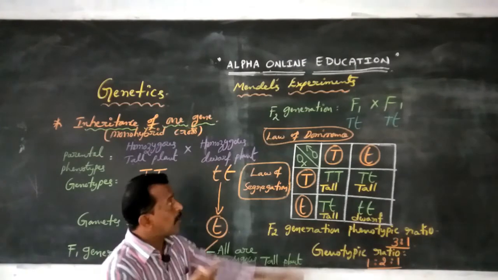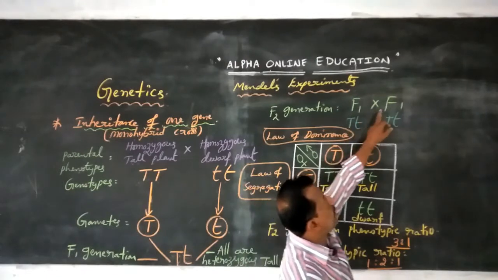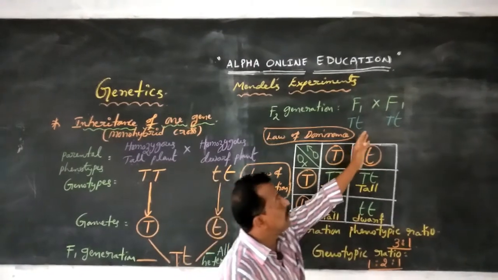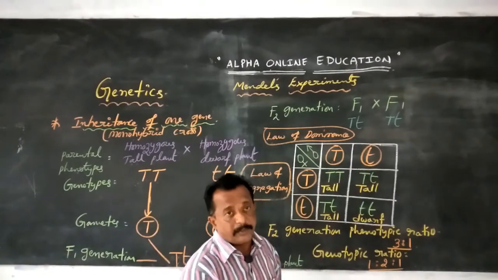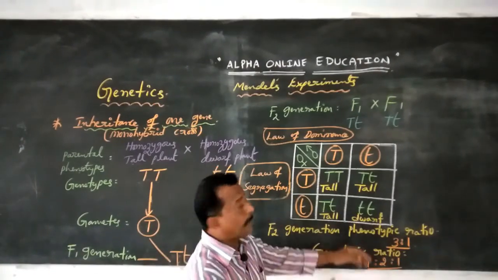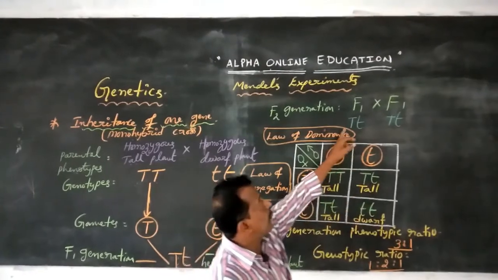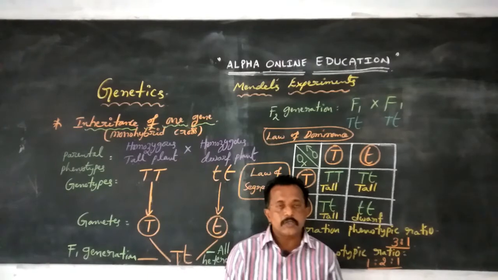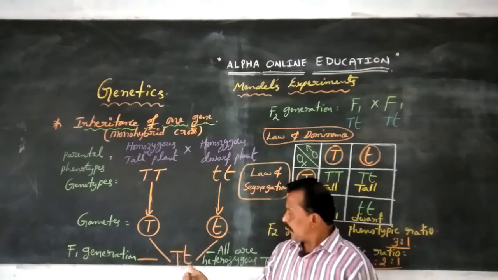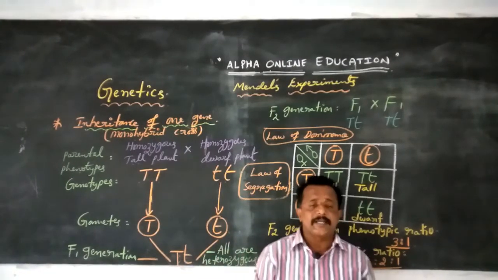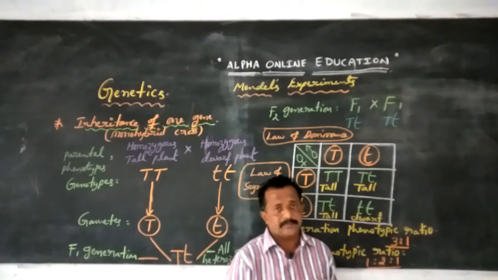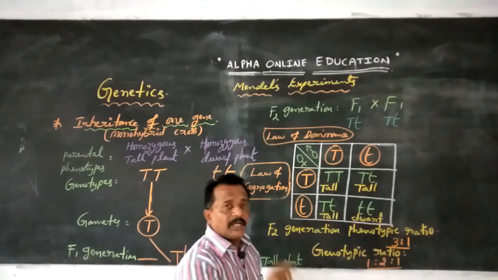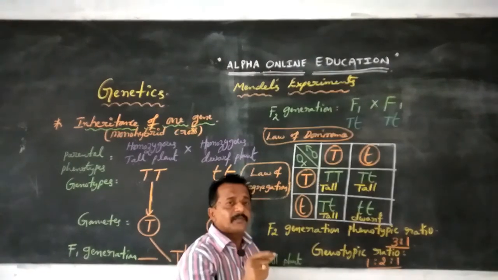The heterozygous tall plants cross with other heterozygous tall plants. Phenotypically they are tall, but genotypically they are capital T small t, and the other one is also capital T small t. So both are heterozygous tall plants, the F1 generation.